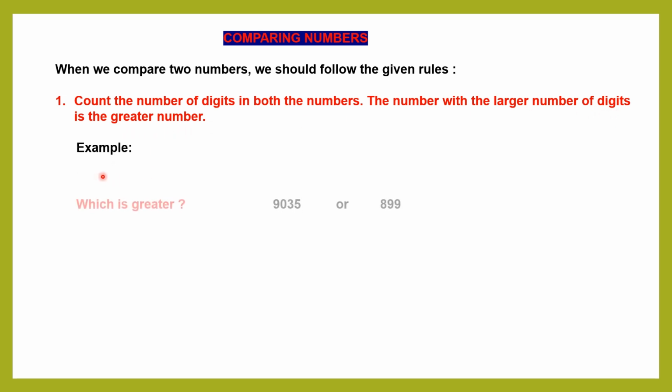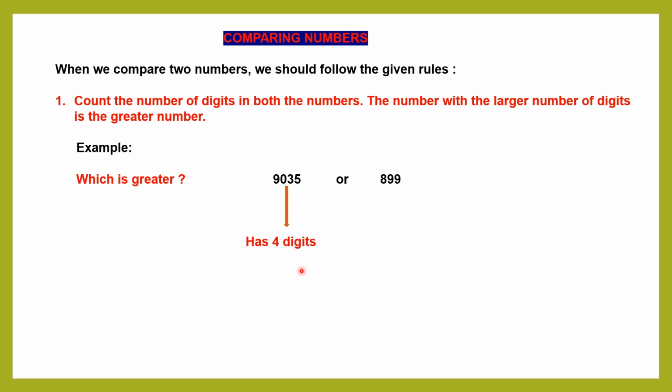Now let's take an example. Which is greater? We have two numbers here, 9035 and 899. Which is greater? This number has 4 digits and this number has 3 digits. So the first rule is to count the number of digits, and the number with the greater number of digits is the greater number. That means 9035 is greater than 899. So that is the first rule, count the number of digits.